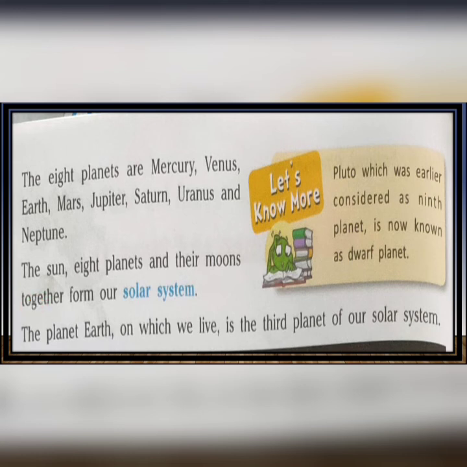There is one more point to be learned, that earlier Pluto was considered as the 9th planet of our solar system, but later on it was found that it is not included in our solar system. Now Pluto is known as a dwarf planet. It is important to be remembered.